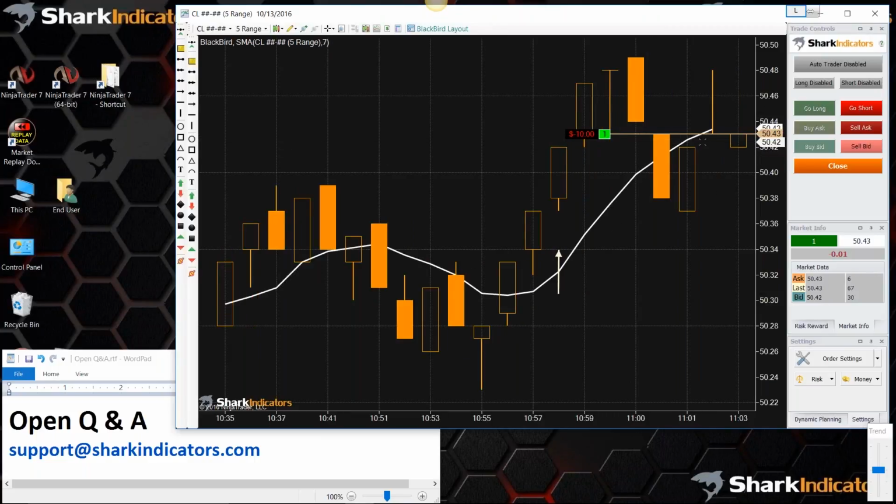Now, of course, your limit order is going to get rounded to the nearest tick size. So you can see that the SMA was a fraction of a tick lower than where the limit order went. So BlackBird has to round your orders off to the nearest tick size to place the order. And basically there we go.